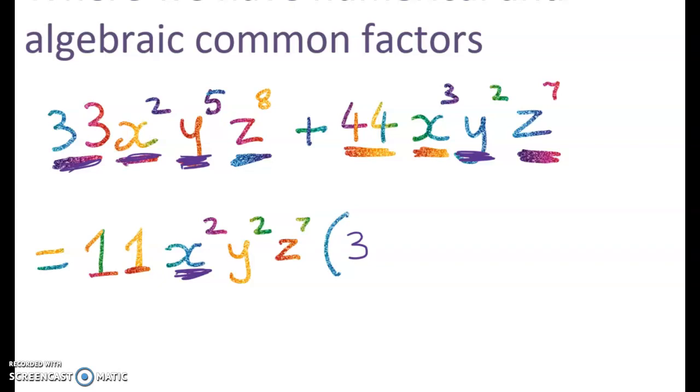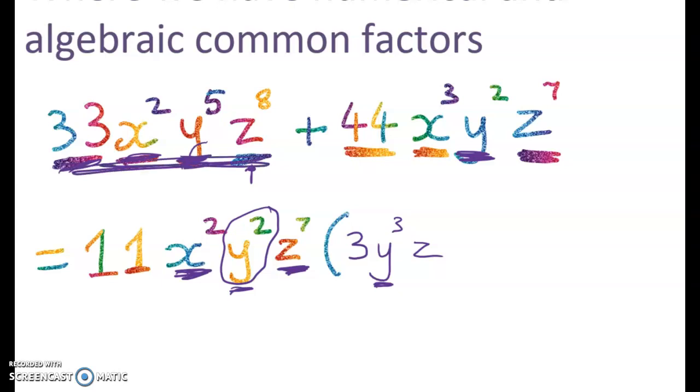Now with the y's, I need to end up with y to the power of 5. So I've got y squared. I have to multiply it by y to the power of 3, right? Remember, because we add the powers. Lastly, what do I have to do to the z to the power of 7? What do I have to multiply it by to get z to the power of 8? Well, I need to times it by just z. So we're finished with this term. We move on to the next one.